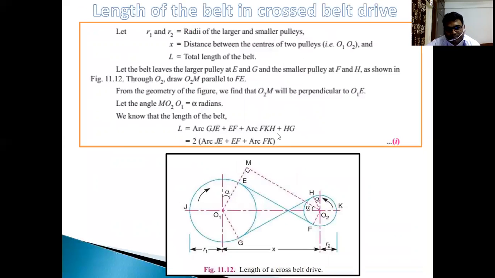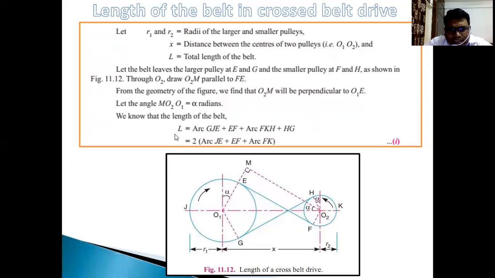Now, see the length of the cross belt drive. Similarly, we can solve this one also. The only difference is that here, dear student, in the cross belt drive, the belt crosses like this. So here the angle of contact is increased, and in this part also it is increased. So here the points H, F, E and G are where the belt leaves the pulley. So now the whole arrangement is like this.